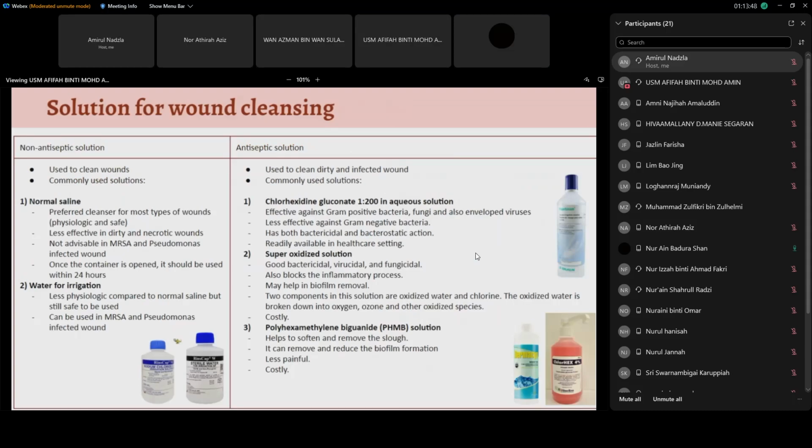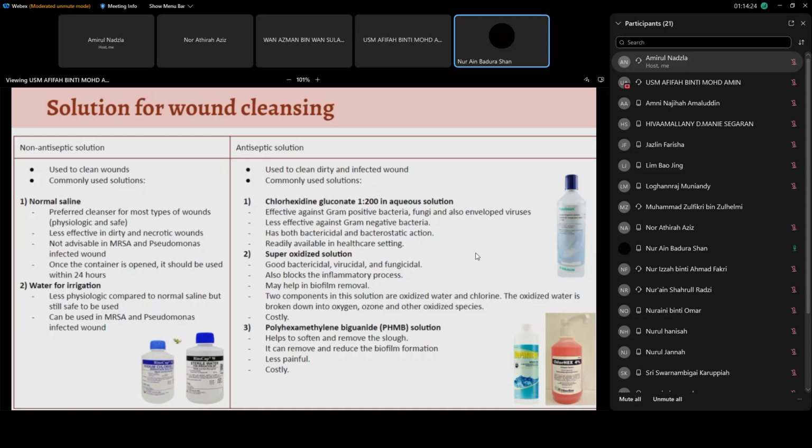So we have two solutions which are non-antiseptic, usually used for clean wounds, and the commonly used solutions are normal saline and water for irrigation. Normal saline is preferred for most types of wound because it is physiologic and safe. However, it is less effective in dirty and necrotic wounds, and not advisable in MRSA and Pseudomonas infected wounds. And once we open it, it should be used within 24 hours.